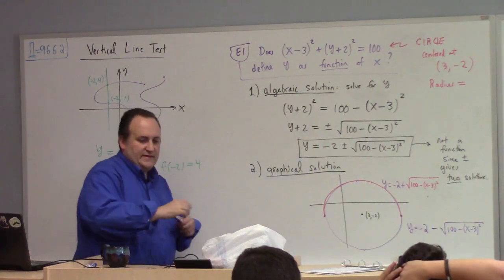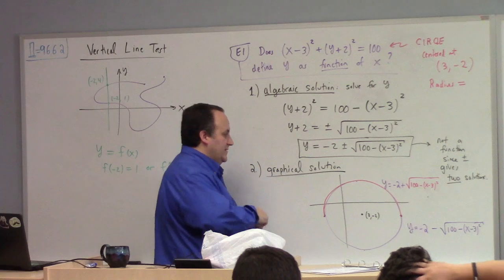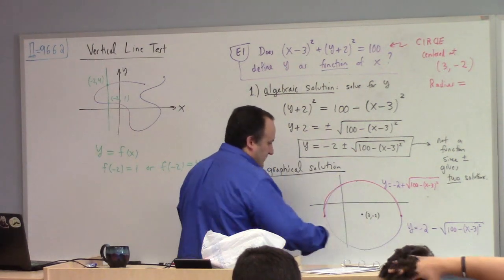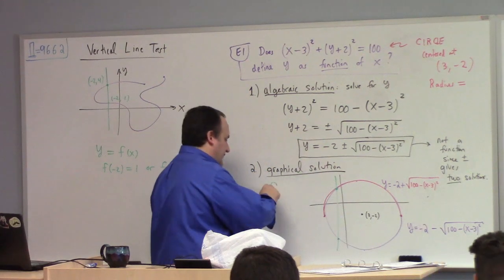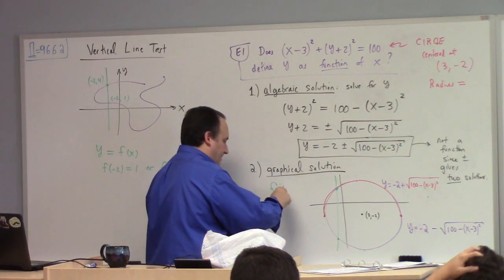So, you know, unless I gave you instructions otherwise, you could just give the graphical solution and say, well, it's a circle. And so there you go. Fails vertical line test, right?